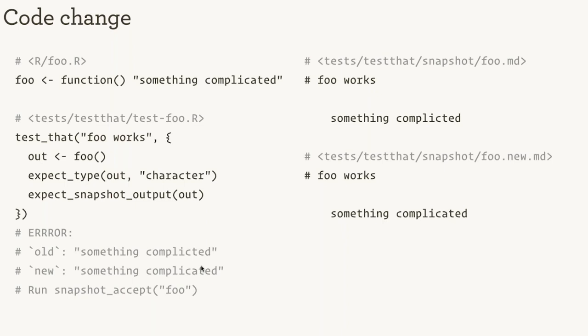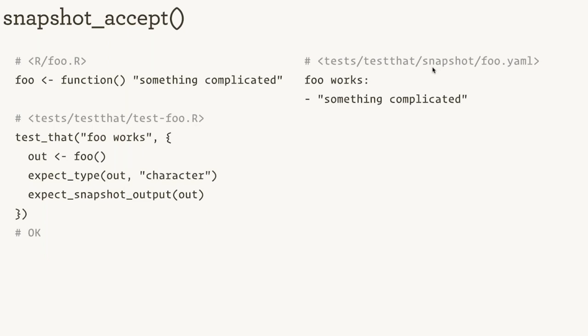Now, the downside of snapshot tests is that there's no way to know what is correct. So you as a human have to step in and intervene. If this is correct, if you really did mean to make this change, you can run snapshot accept and that will accept the change. The way this works is that when something has changed, there will be a new markdown file which contains the new value. If you accept it, then it will replace the old value. Okay, so that's the big picture.